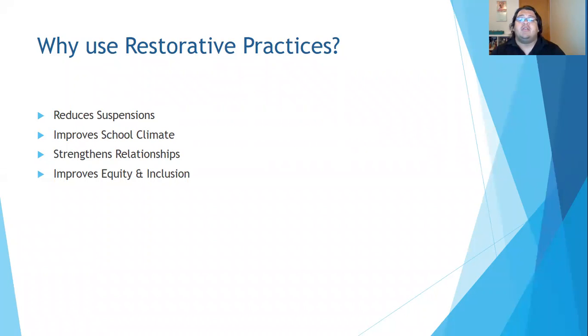Improved school climate is basically no bullying, or anything of that kind where they're calling students names, any of that, right? And if they do, we try to help the students come to an agreement and help them not do it again, right? And strengthen relationships too.